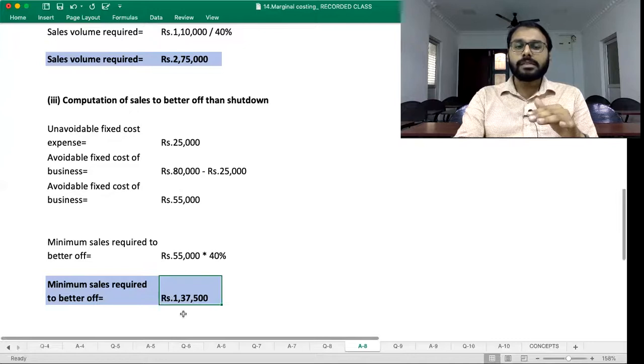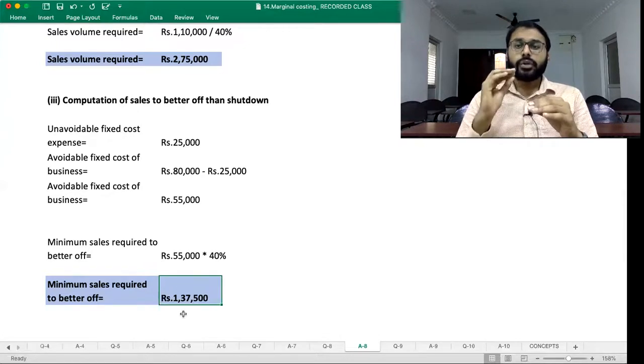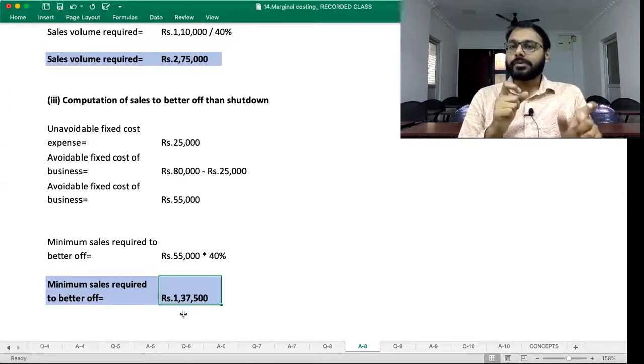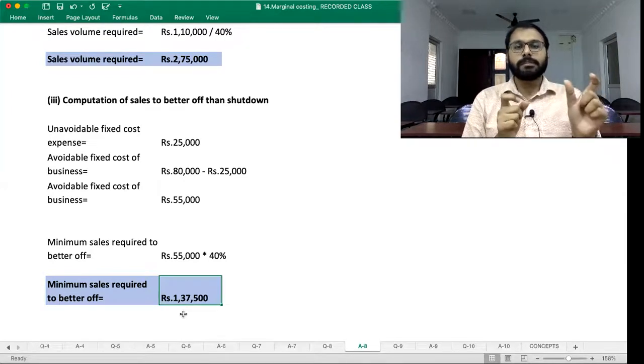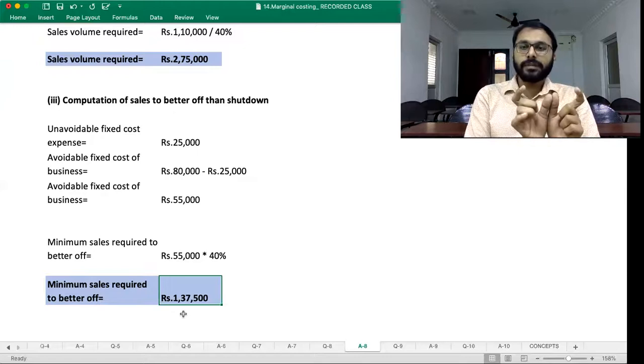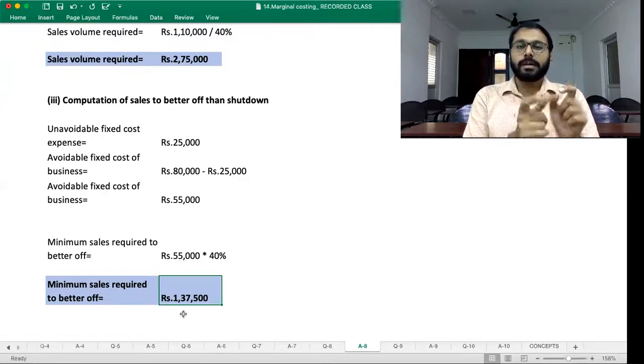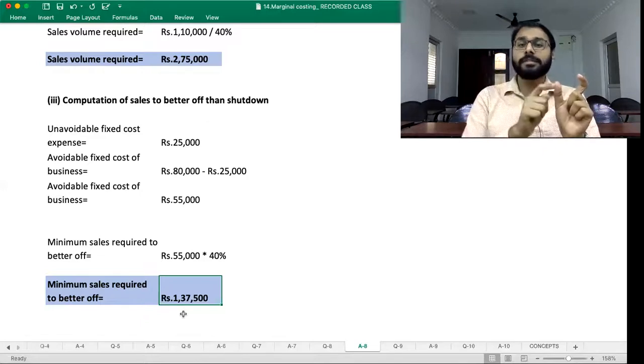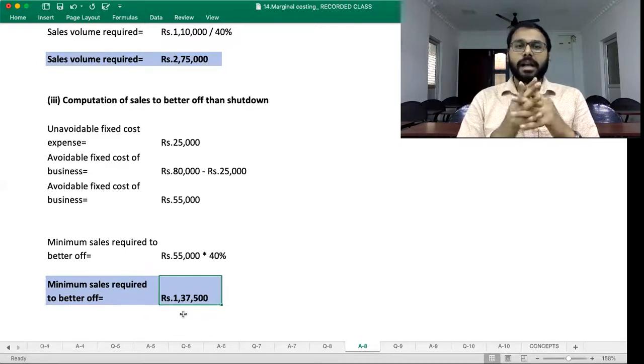1,37,500. This is going to be the minimal sales that should be done to recover the variable cost for doing the sales and also the fixed cost. Understand that 55,000 is going to be the avoidable or manageable expenditure. So when my sales revenue recovers, that is, my profit should be equal to this 55,000, then what should be the number? That is what I am trying to find out here. The contribution number is going to be 55,000. So contribution divided by the PV ratio is going to give me the sales number again.